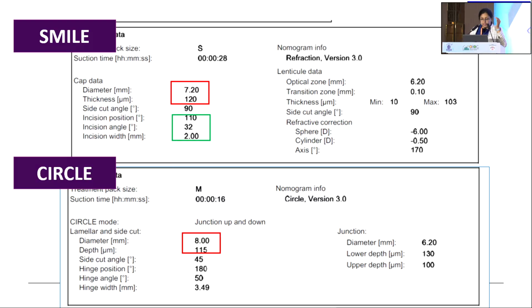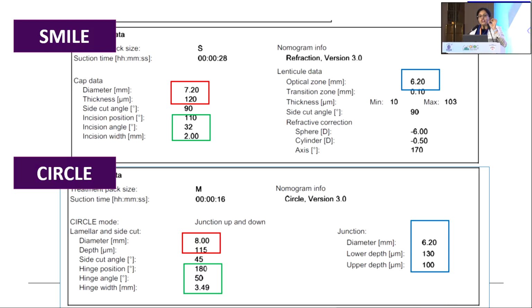Then how do you decide the incision position, angle, etc.? In this, since the SMILE incision is superotemporal in the right eye and superonasal in the left eye, you can change the position of the hinge to a nasal hinge. So in this, it was 180 so that it does not come anywhere near. Then the lenticule optical zone was 6.2.